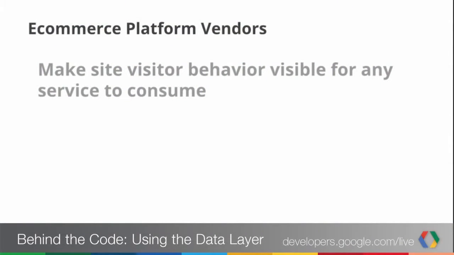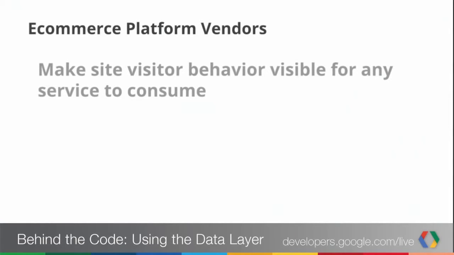All you need to know is what's the interesting stuff I want to track, and then map all those vendors onto the data layer format. So for e-commerce platform vendors, they basically just instrument the site once, and then their users can plug in whatever performance tracking vendors they want.